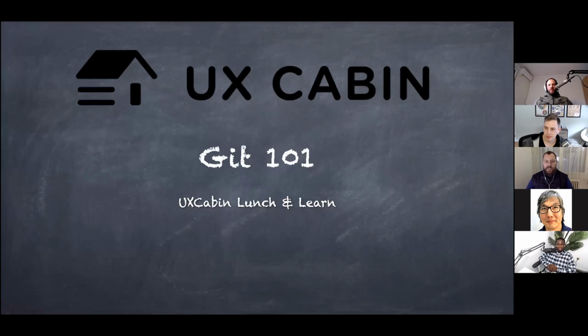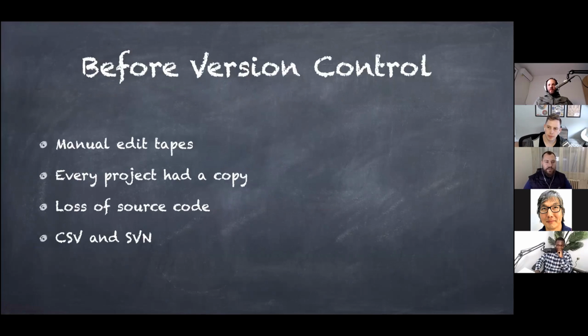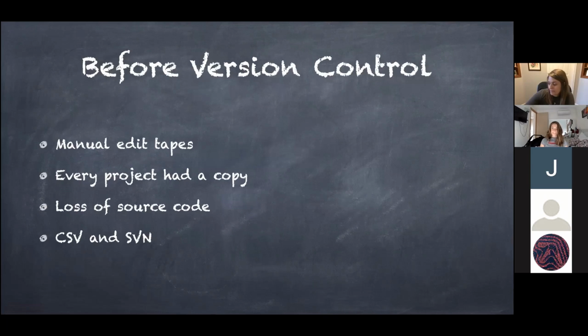Everybody knows what Git is, so you've probably heard about it. I'm going to start with the first slide, which is: what was it like before version control existed, and how were things going with programming and with the pioneers of this beautiful industry?